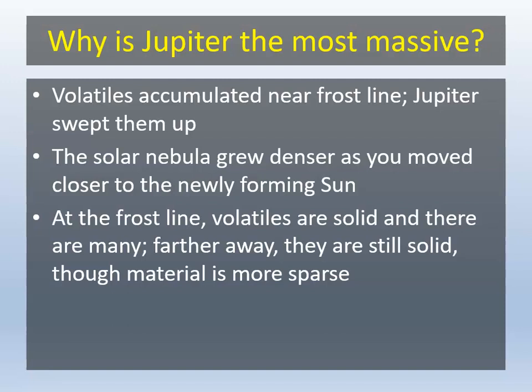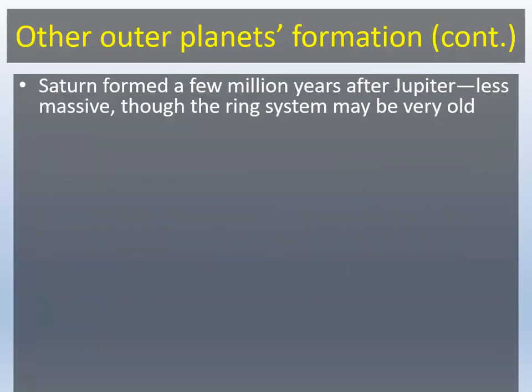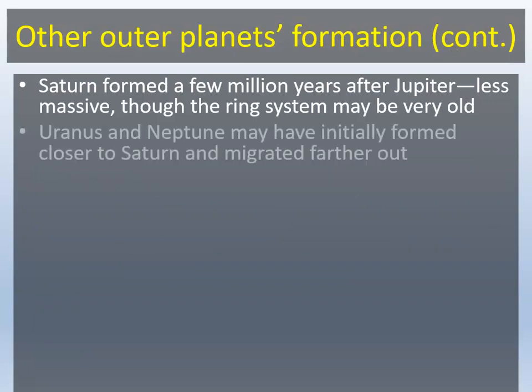Now, in truth, Jupiter probably formed somewhat farther out than it currently is, but there was a lot of migration going on in the early part of the solar system. But still, it formed somewhat outside of the frost line. And as a result, it accumulated a whole lot of mass very early. Not surprisingly, Saturn, the second most massive planet in the solar system, was also the second planet to form.